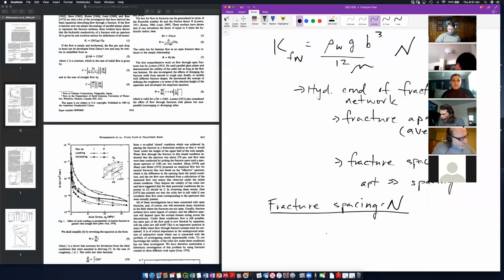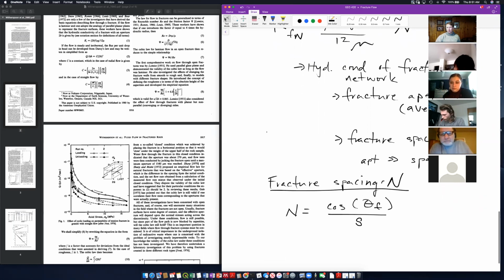In the book, they say that the fracture spacing is equal to the cosine of theta F times or over S, the fracture spacing. Well, this is not fracture spacing. This is fracture number N.